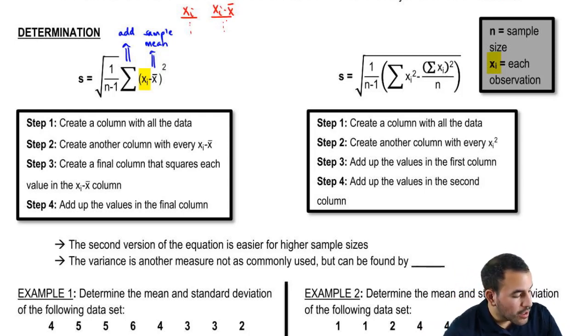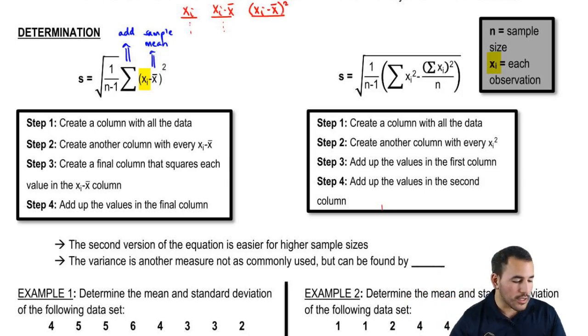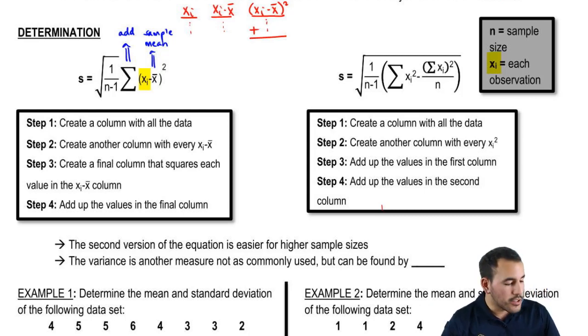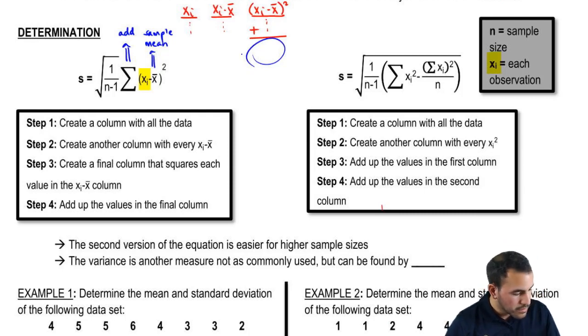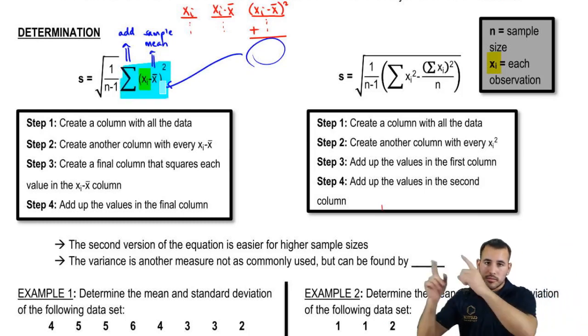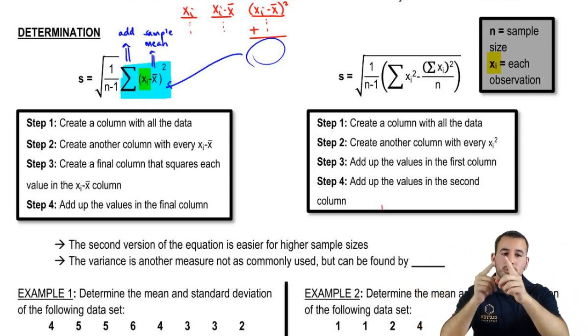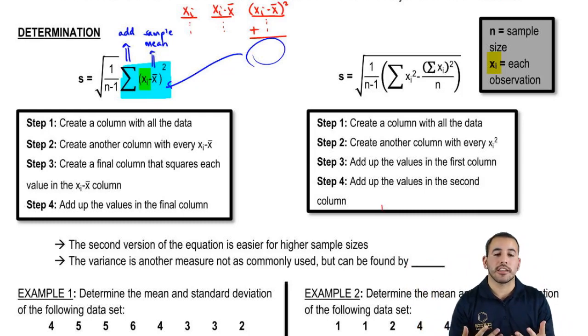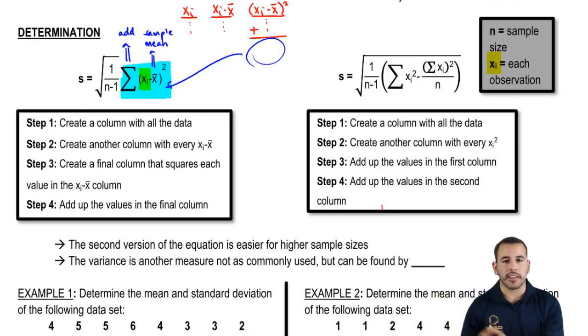The next one is create a final column where we square that. So once we have this second column, we literally square every value across. And the last step is to add up that final column. Now this number that we end up getting corresponds to this whole term. Does that make sense? So every xi, subtract the mean, square that, and add everything up. That's the easiest and most systematic way for us to do that. And we still end up getting that number there.